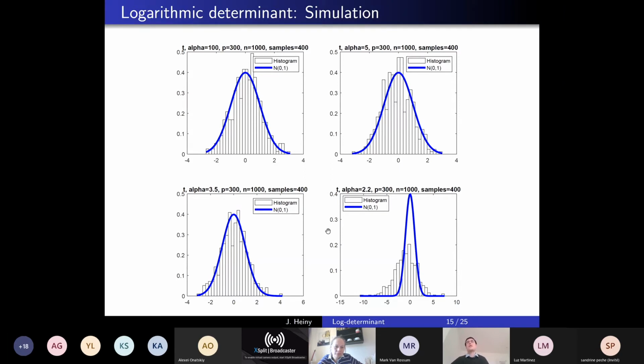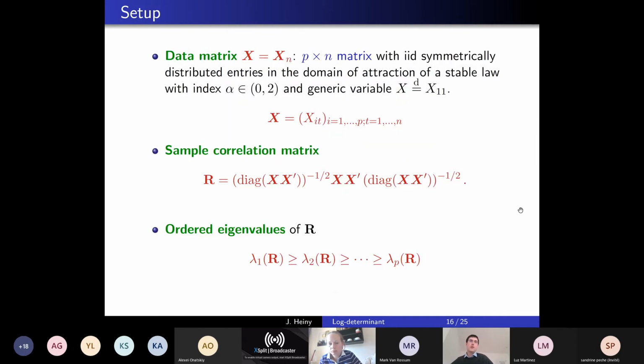But this threshold alpha equals 3. I should maybe mention that the lower the value of alpha, the heavier the tails are of the entries. So, if alpha is too small, this breaks down. And alpha equals 3 seems to be the threshold. And it will be interesting to find out exactly why alpha equals 3 is so important. Okay, so this was the first part of the talk.